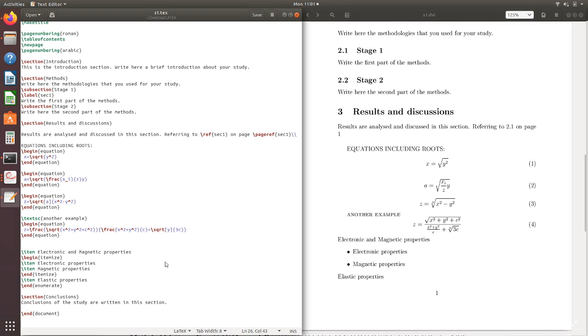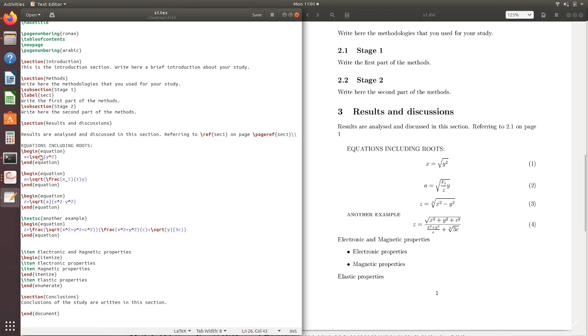Now next go to another section, and in this section we will learn how to write roots of a number. You know that this is the common structure of writing an equation, and to write the square root of a number, you have to use the command backslash sqrt, and the number should be written within a pair of curly brackets. So this is written here.